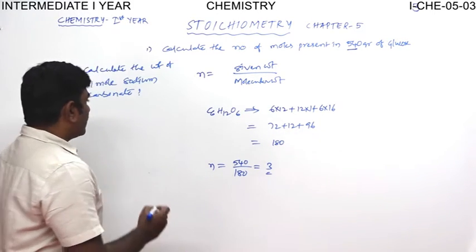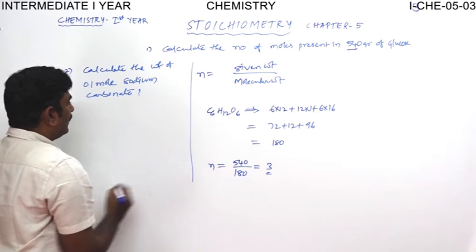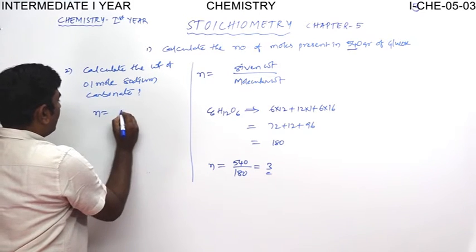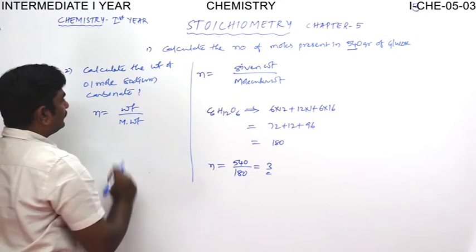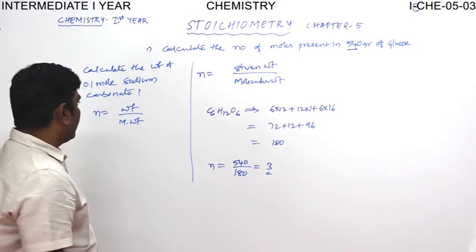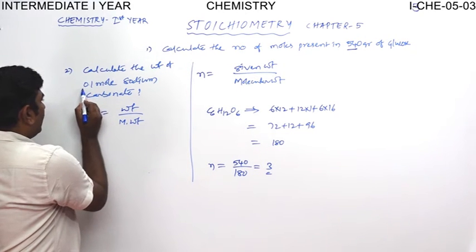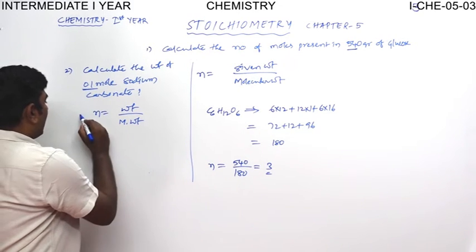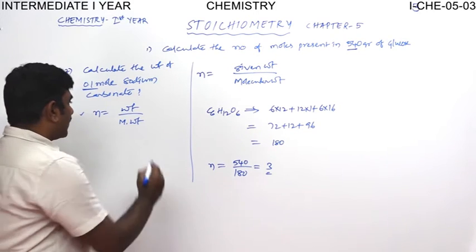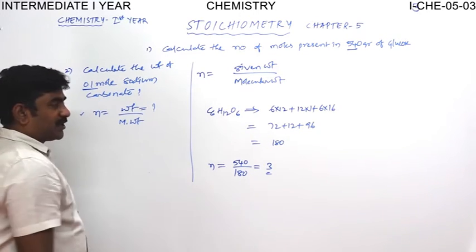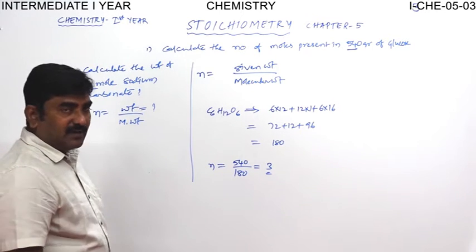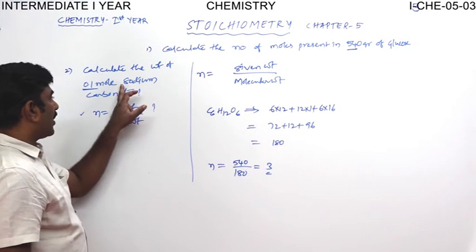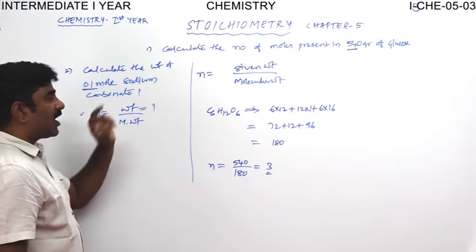And again, what's the formula? N is equal to weight by molecular weight. What is given? Number of moles is given, which means the N value is given, and it is asking for the weight. Weight is equal to question mark. And molecular weight is not given directly. The name of the chemical compound is given. What is that compound? Sodium carbonate.